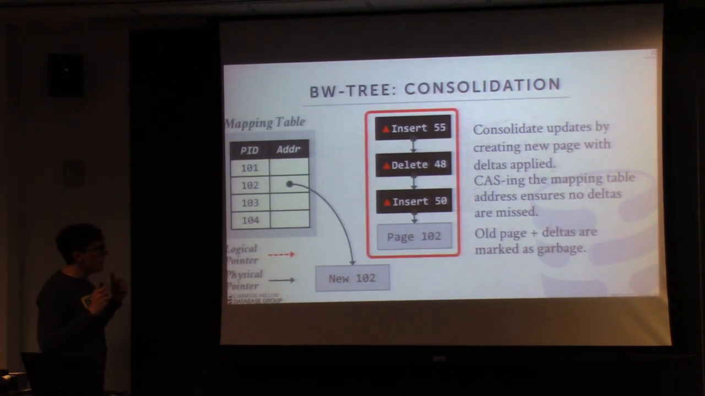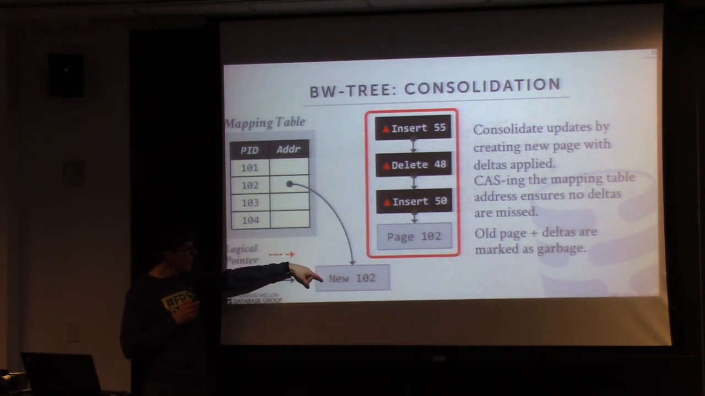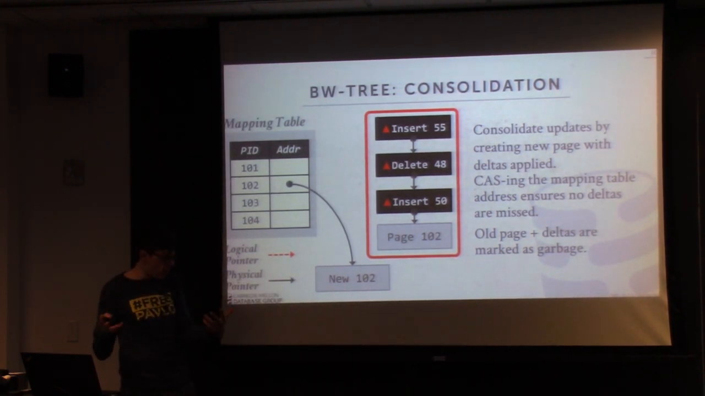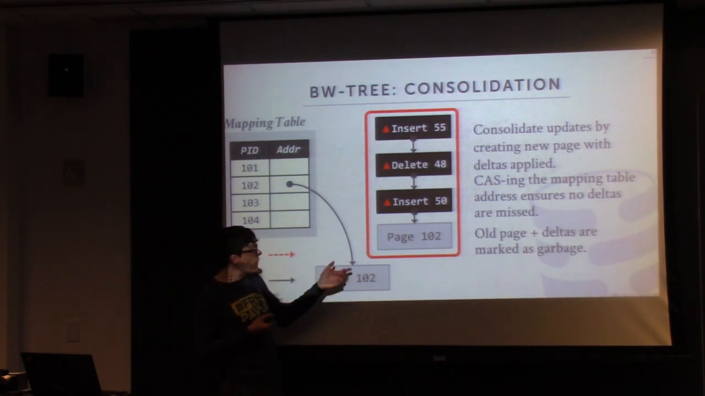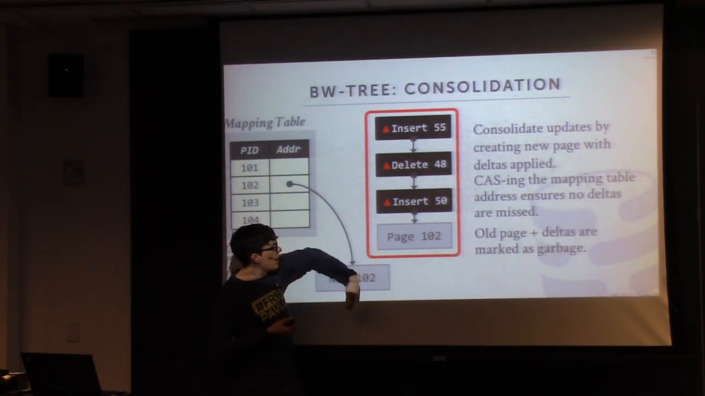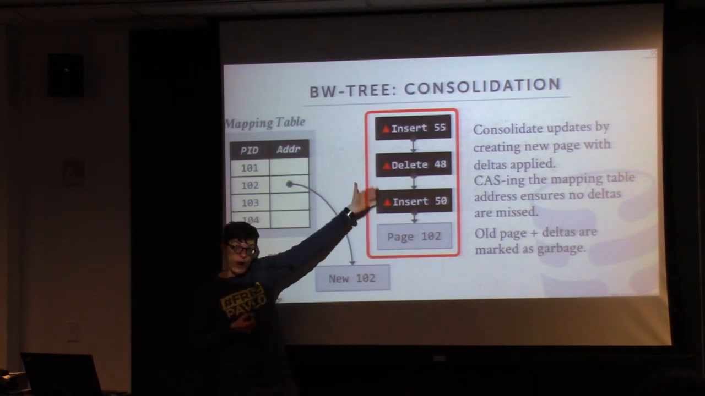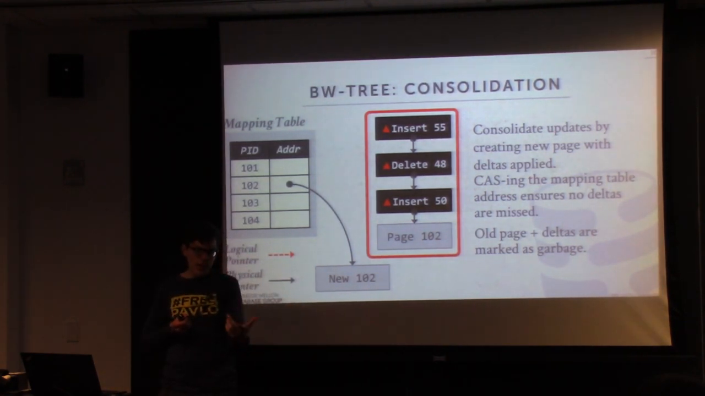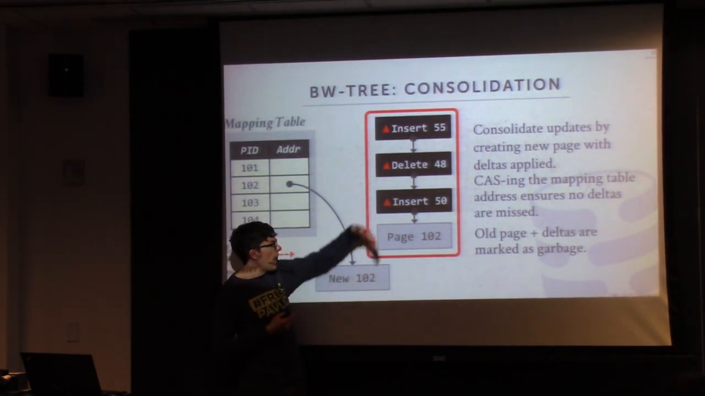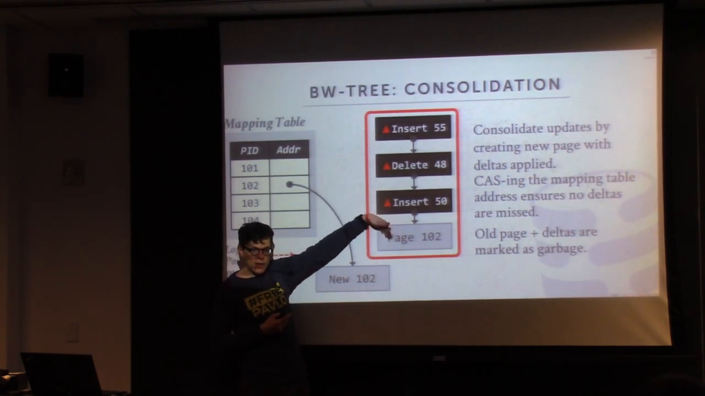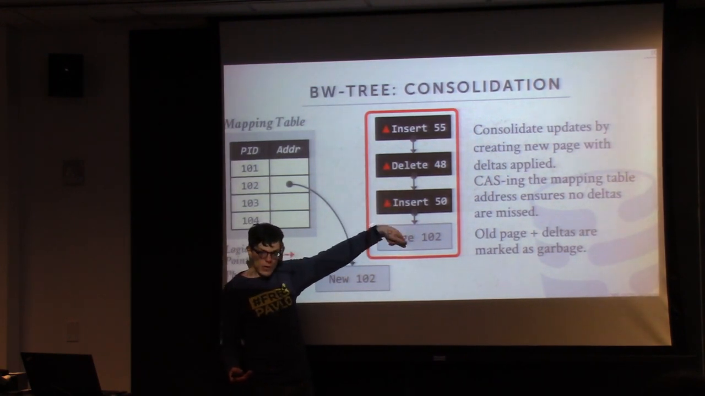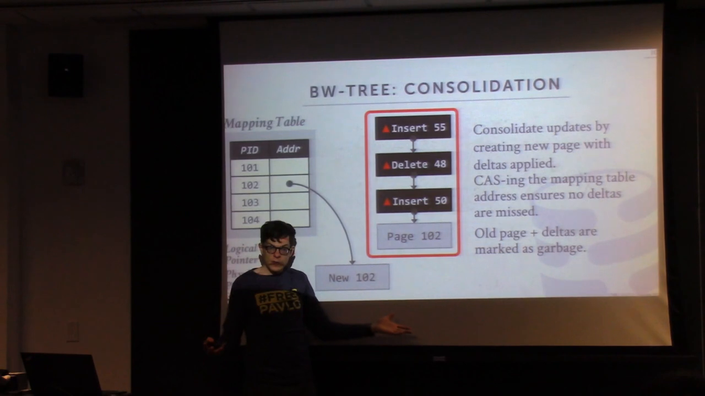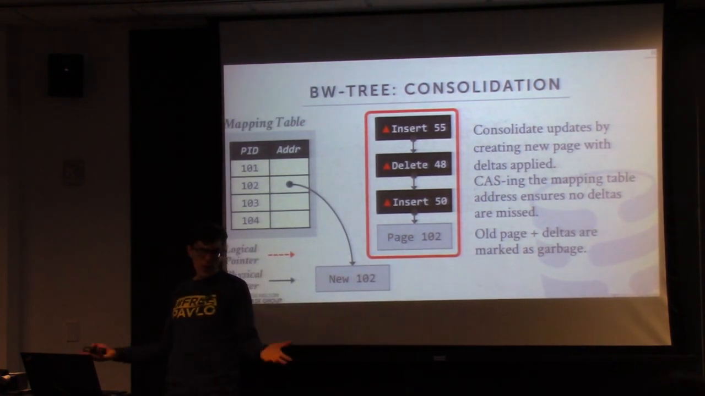All right, so now, at this point, we've done the compare and swap. And now our new page is the current page for page ID 102. So at this point, we want to mark this old page and all its deltas as being available for garbage collection, right? But then we're going to have that same problem that we had before in the skip list, where some thread might be hanging out inside of our delta chain, and we don't want to free up the memory right away, because if they then try to follow this pointer to get to the old page 102, it would go to an invalid address and read garbage and fail.